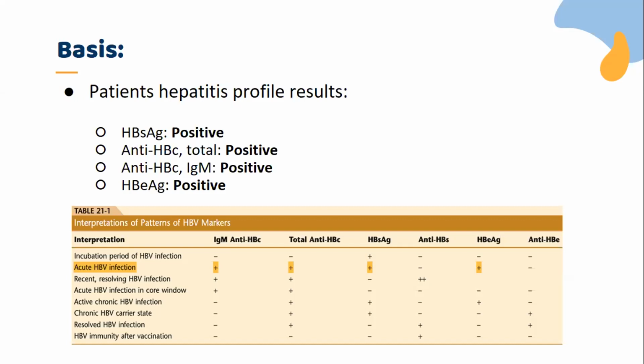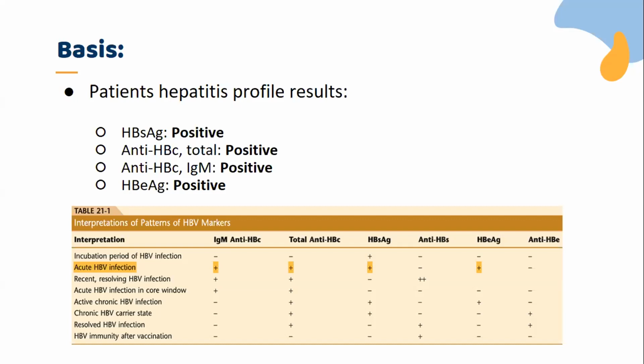The table below is the interpretation of patterns of HBV markers, and the highlighted ones are the interpretation for acute HBV infection, which is the same positive interpretation as the patient's result. The initial serologic marker of acute infection is HBs antigen, which becomes detectable 2 to 3 months after infection. After another 4 to 6 weeks, IgM anti-HBC appears, accompanied by increases in AST and ALT.